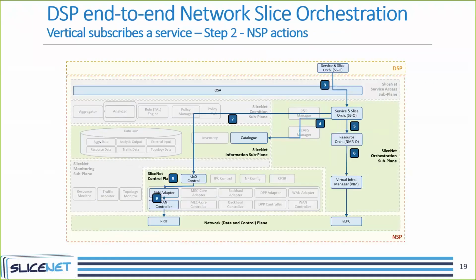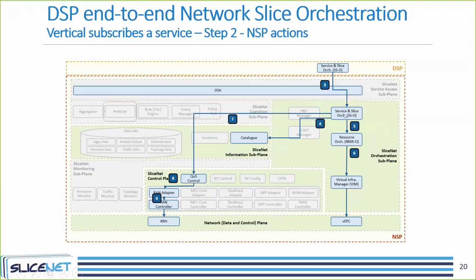So the NSP will receive, in the service and slice orchestrator, that request, will go to the catalog, grab the proper network slice template, and will communicate with the resource orchestrator to configure the network services that belong to that particular network slice. So the NMRO will deploy these configurations with the help of the virtual infrastructure manager, on top of the network functions virtualization infrastructure, and will instantiate the VNFs that it needs for this service. For instance, in here it is deploying the virtual EPC.